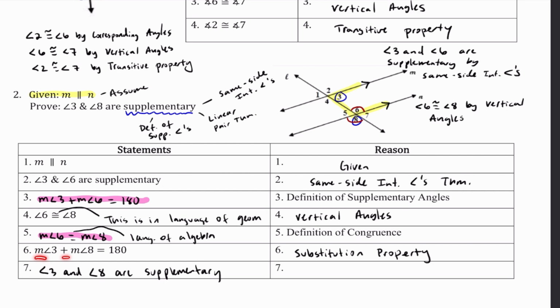So if I say the measure of angle 3 plus the measure of angle 8 is equal to 180 degrees, then by the definition of supplementary angles, angle 3 and angle 8 are supplementary. The measure of angle 3 plus the measure of angle 8 is equal to 180 is in algebra form. Then by the definition of supplementary angles, angle 3 and angle 8 are supplementary, which is in word form.